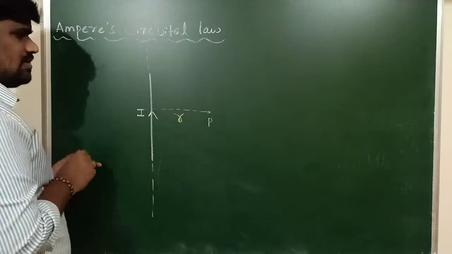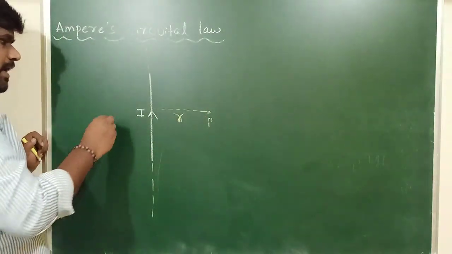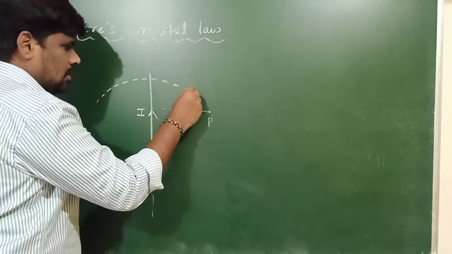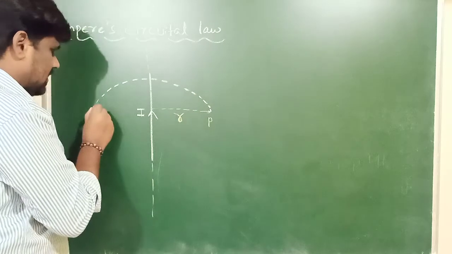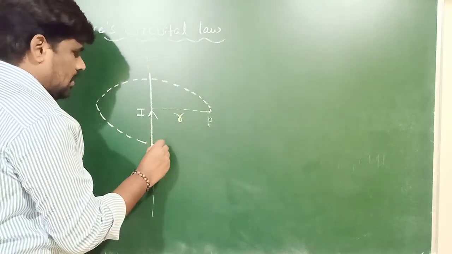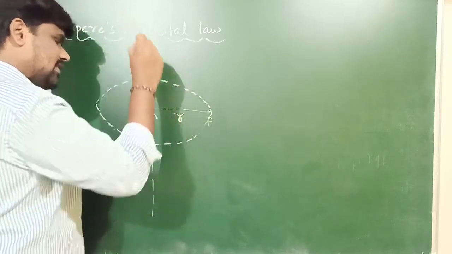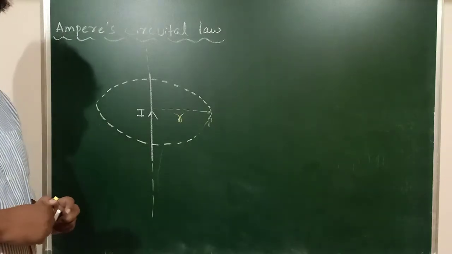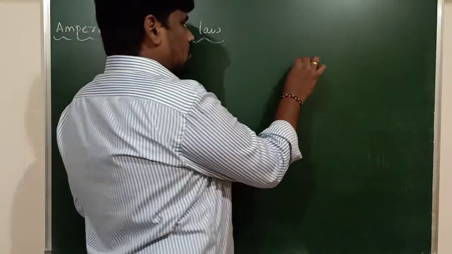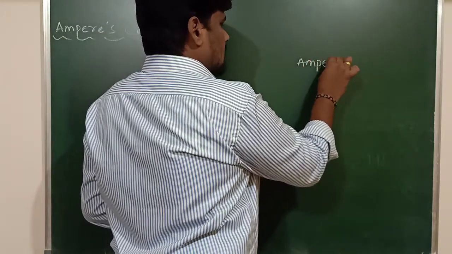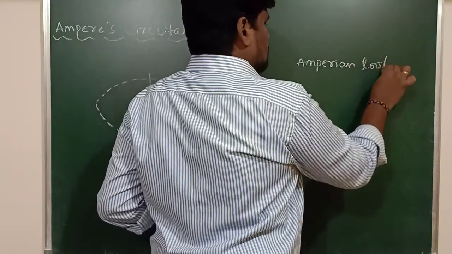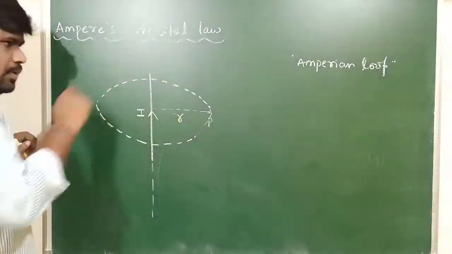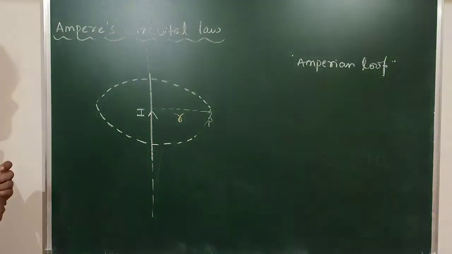Say for example, P is a point at which we are determining the magnetic field. I am going to imagine a circular loop around the current carrying conductor. This is the circular loop around the current carrying conductor, and that circular loop is passing through our point. This is an imaginary loop actually. What do we call this imaginary loop? We call it an Amperian loop. Okay, this is the first step. And of course, this loop is symmetric to our current carrying conductor.